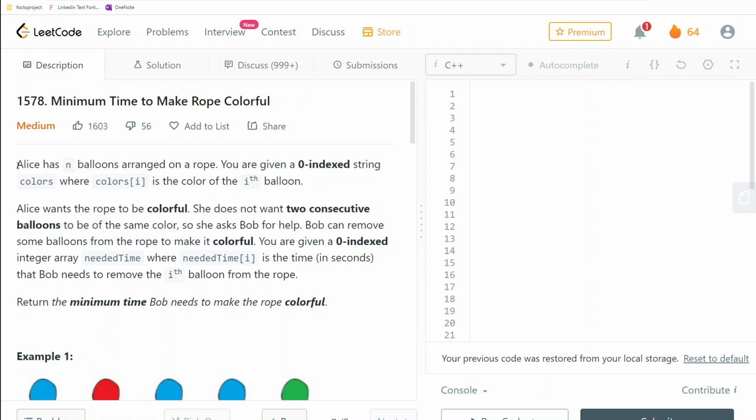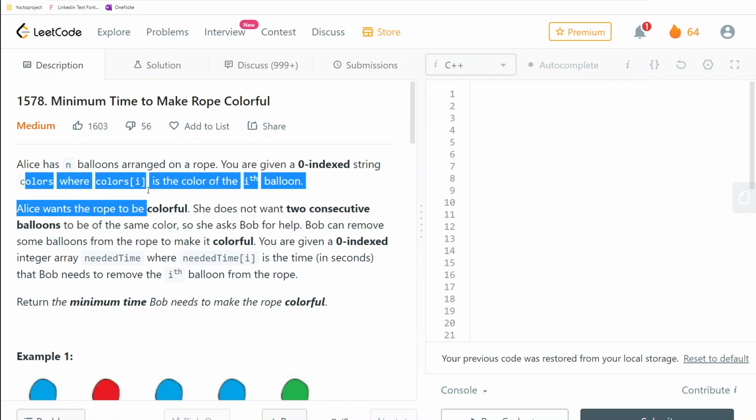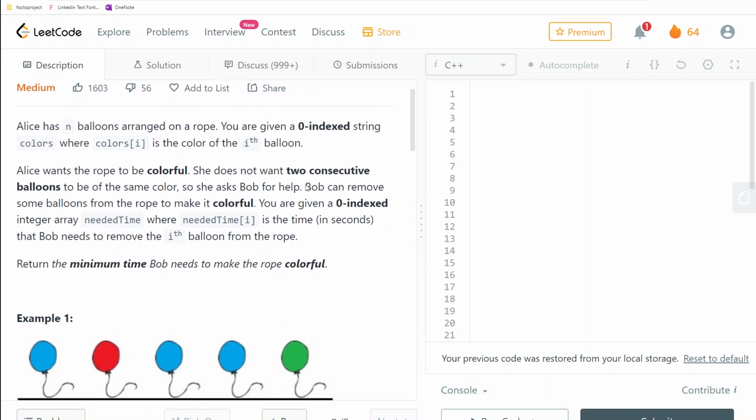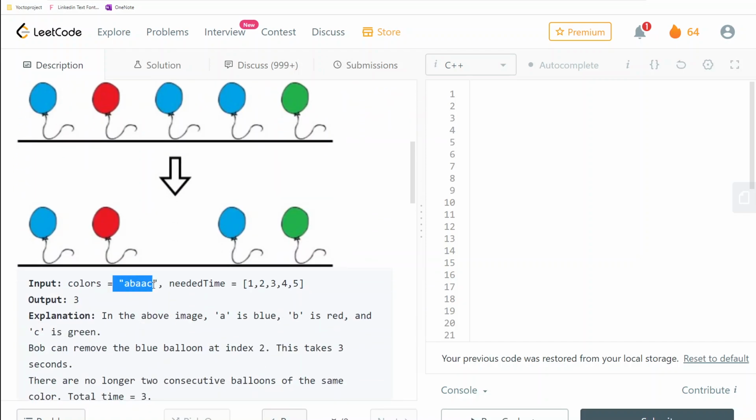Alice has n balloons arranged on a rope. You are given a zero-indexed string colors, where colors[i] is the color of the ith balloon. So basically, this color string is being given to us. ABC is given randomly, not corresponding to a specific color, like blue is there so B would be there. Not like that, but randomly it is being given.